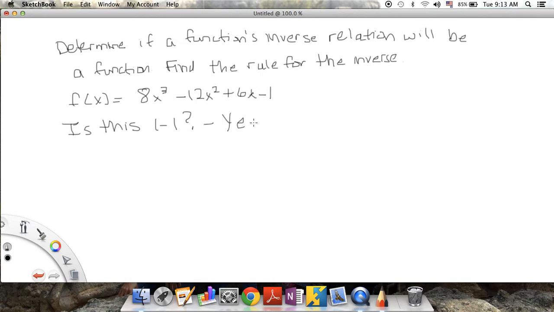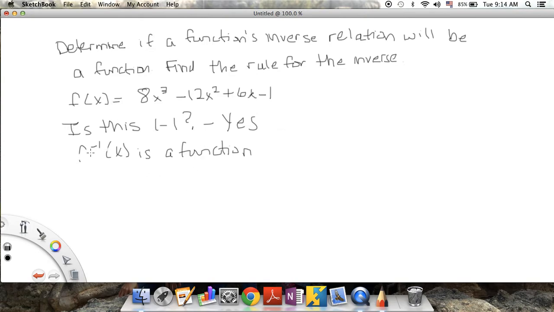This function is one-to-one. If I plug in negative 1, I'm going to get something different than if I plug in positive 1, because I've got this cubic function and this linear part here that are going to take the negatives into account. So this function is one-to-one. Every x has a unique y. So we know that the inverse, written like this, remember, is a function. So now we just have to figure out what it is.